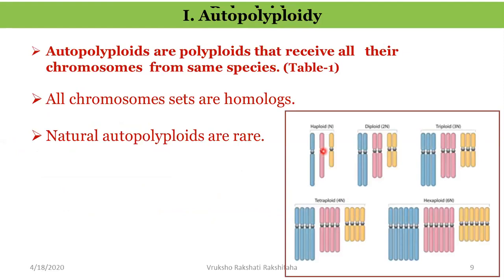Now let us look into autopolyploidy in particular. So autopolyploids are polyploids that receive all their chromosomes from the same species, as we have already discussed in table 1.